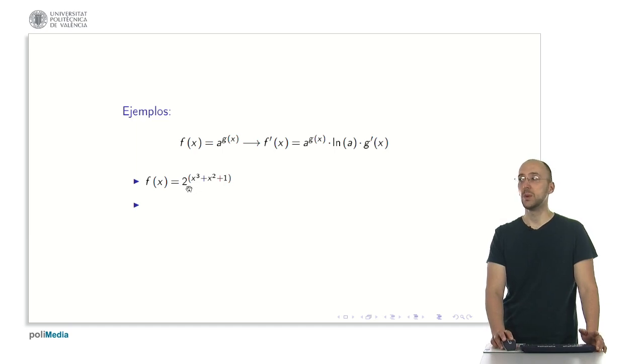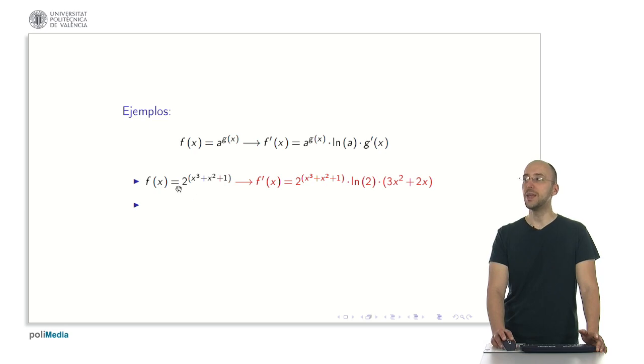What is the derivative of 2 raised to the power of x cubed plus x squared plus 1? Let's apply the rule. In this case, a is equal to 2. As you can see, the base is 2, and g of x is the polynomial that's in the exponent. Its derivative is to precisely copy the polynomial and then multiply it by the natural logarithm of a. But in this case, the natural logarithm of a is the logarithm of 2 because the base is 2. We multiply this by the derivative of the exponent.